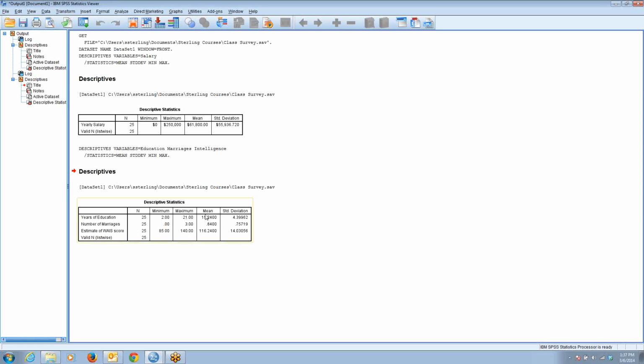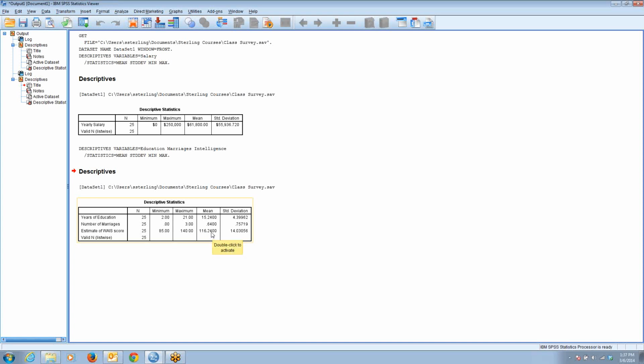The mean years of education is post-high school, right? This is almost college graduate. Number of marriages, 0 to 3. Average number of marriages was rounded off to about 1. And estimated WAIS IQ score, remember that 100 is average on the WAIS, 85 to 140 with an average of 116.